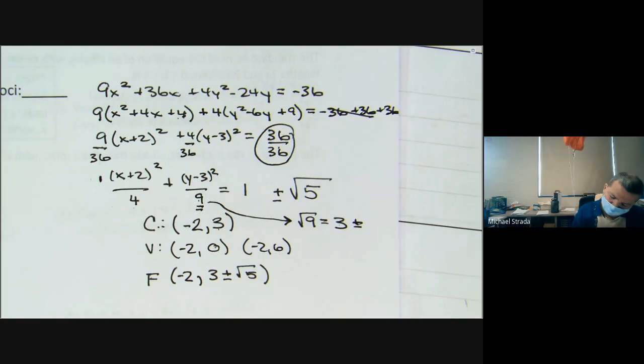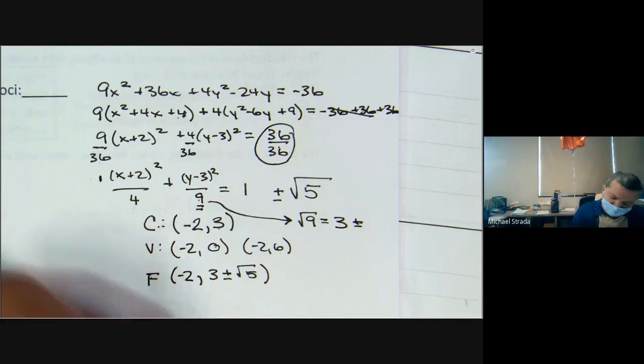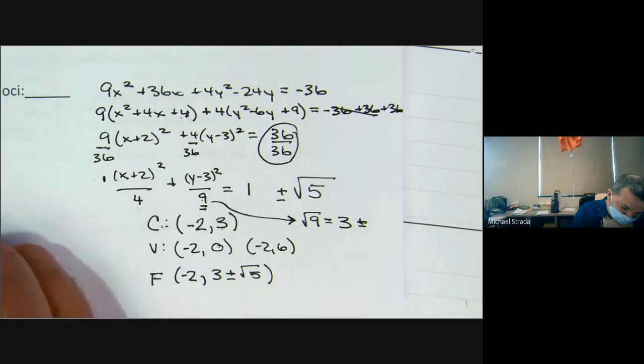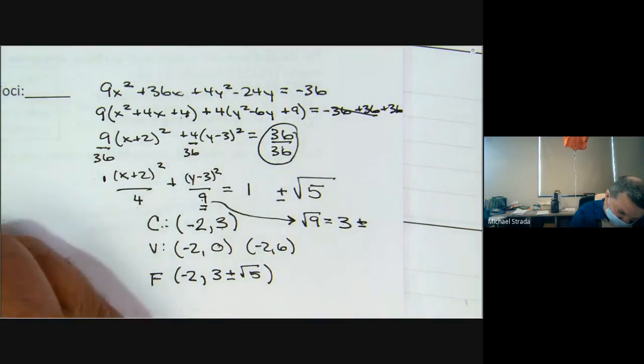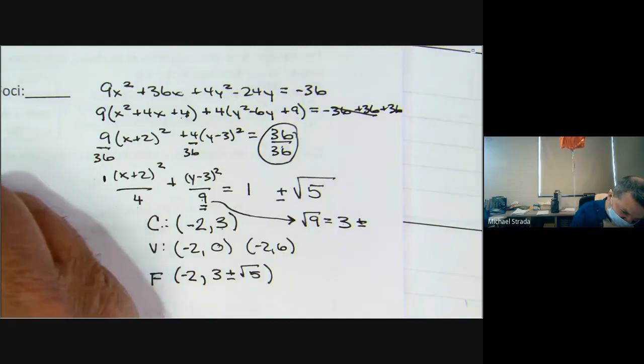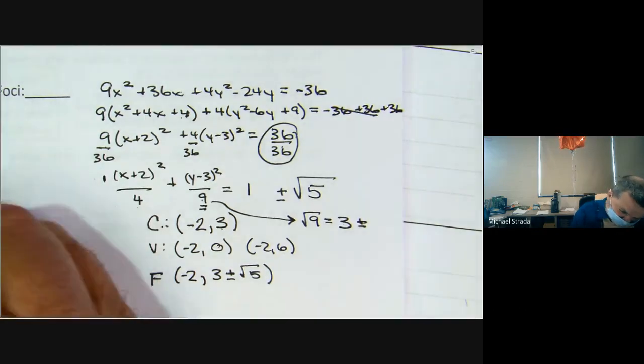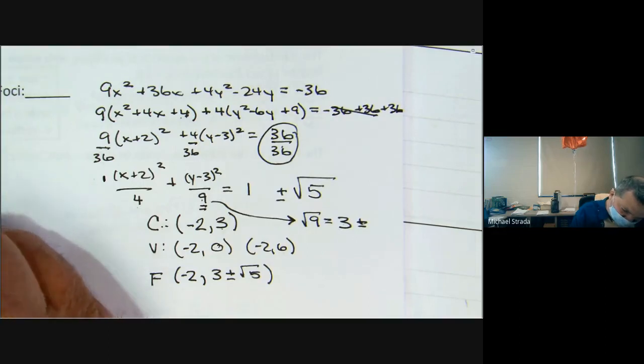Why is that the y-axis? Because it's always on the major axis. Why is it 3 plus? Because, okay, so here's my center, negative 2, 3. My vertices are negative 2, 0, and negative 2, 6. My co-vertices will be the square root of 4, which is 2. All right, so I'm just going to sketch it really quick.